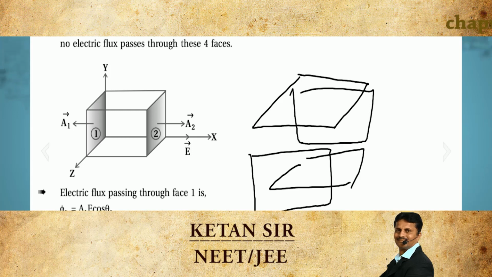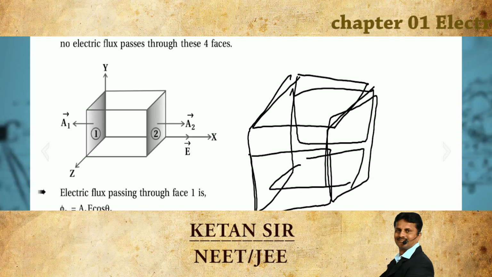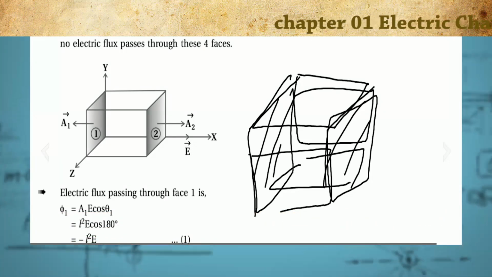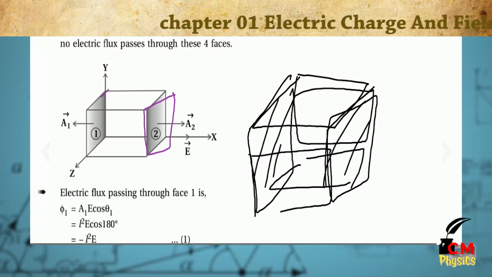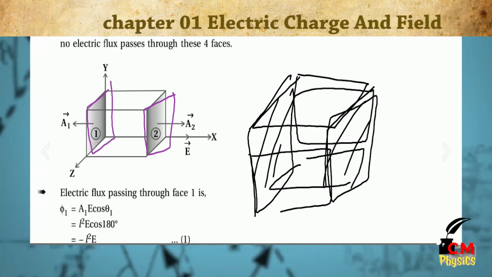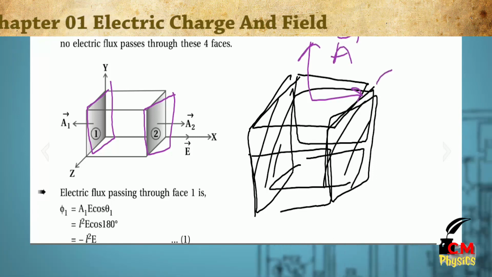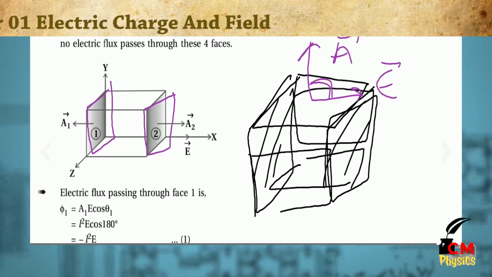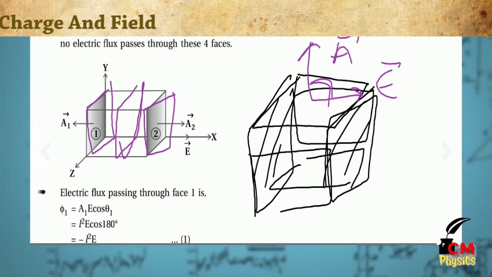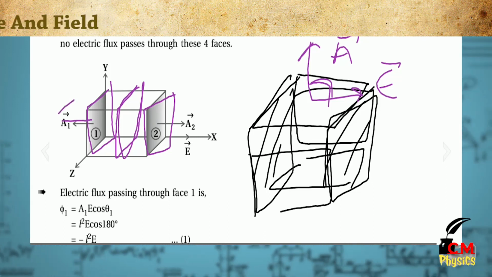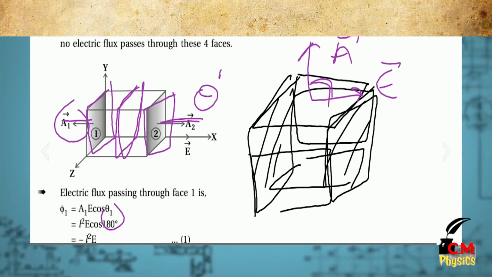Only this side has a flux and this side has a flux. The rest of the faces have an angle of 90 degrees between E and A, and cos 90 is 0. This means 4 faces have 0 flux, 1 has an angle of 180 and 2 has an angle of 0 degrees.